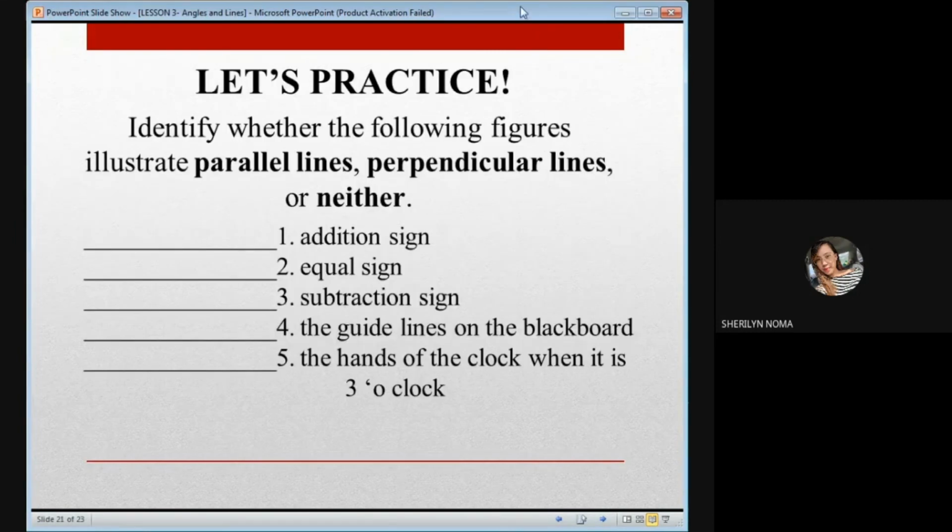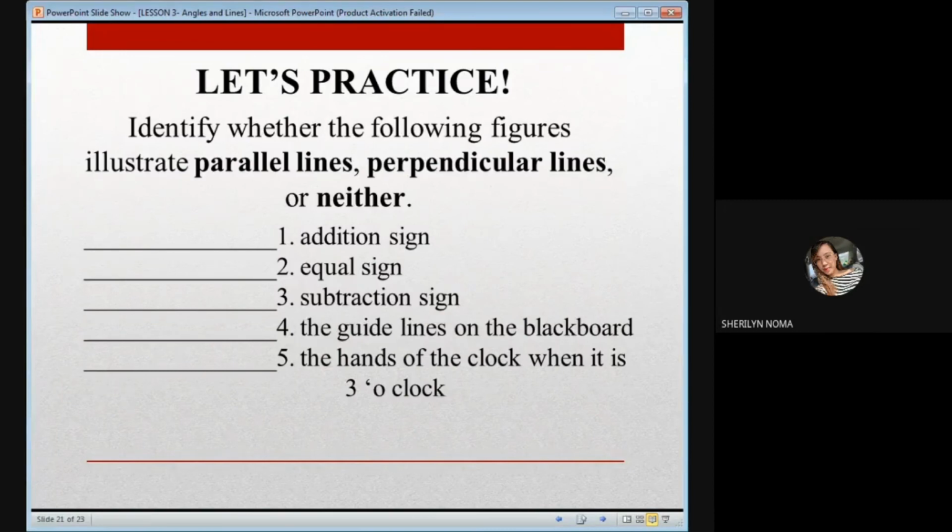So, let us practice. Identify whether the following figure illustrates parallel lines, perpendicular lines, or neither. Number 1, addition sign. Is it parallel lines, perpendicular lines, or neither? So, perpendicular line. How about number 2, equal sign? So, for number 2, that is parallel line. Okay, how about number 3? Subtraction sign. So, neither. So, that is for number 3.